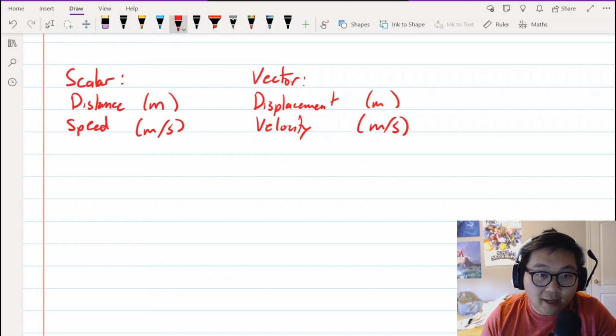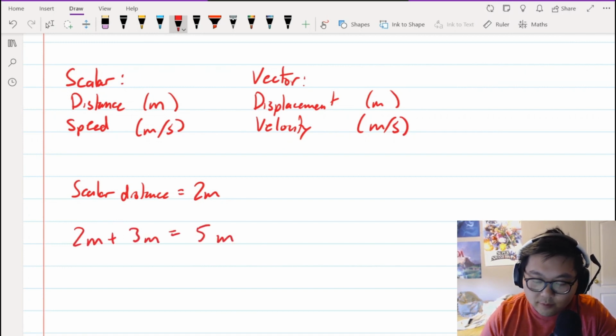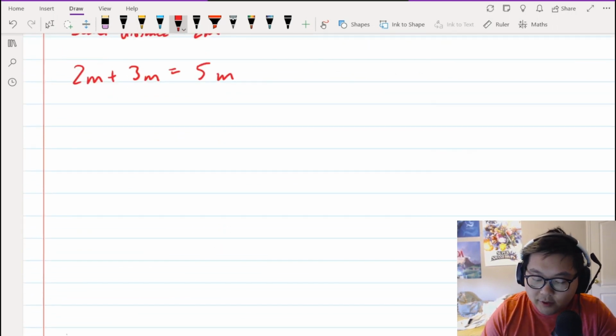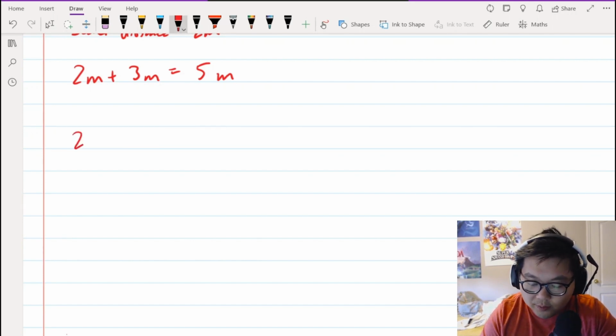So if we wanted to add or subtract scalars, it's something you're already used to. If we want to add scalars, a scalar distance would be something like 2 meters. We can do something like 2 meters plus 3 meters equals 5 meters. Nice and simple. Now we do something similar with vectors. Vectors have a direction attached to them. So something like 2 meters to the north or 3 meters to the south.